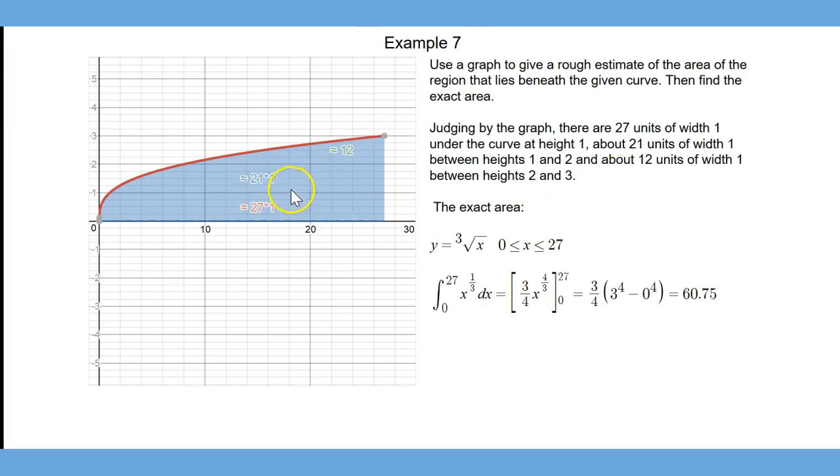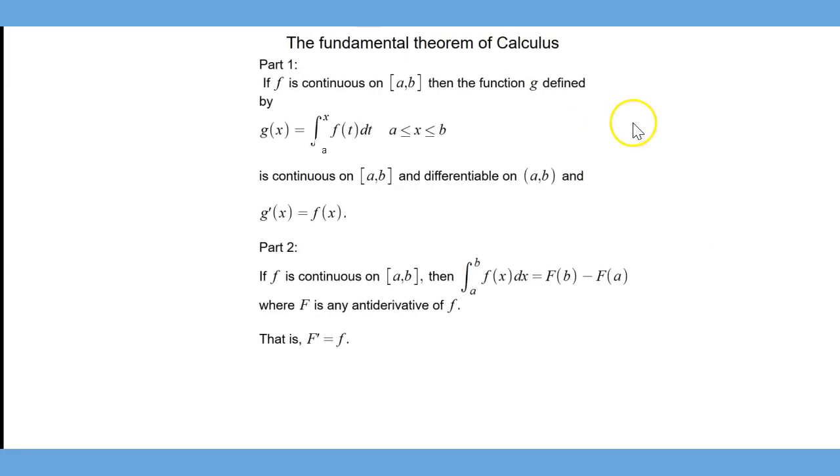Of course, that's annoying to do. It's a lot easier to get the exact area with a definite integral. X goes from 0 to 27 of x to the 1/3 dx. Get the antiderivative, evaluate it at 0, evaluate at 27, subtract, and I get 60.75. So the fundamental theorem of calculus gives us an easier way to determine definite integrals, and it makes a connection between the antiderivative and the area function for a function f.